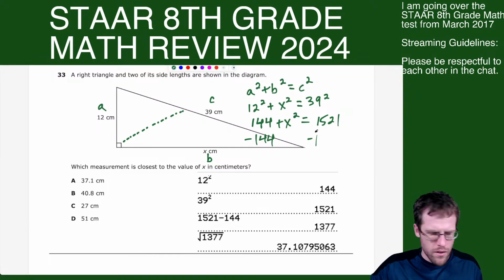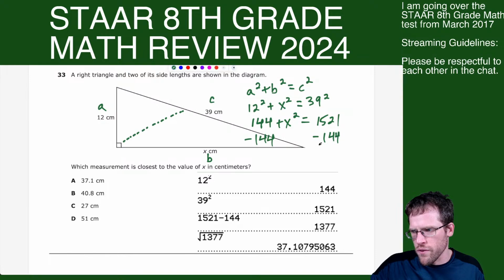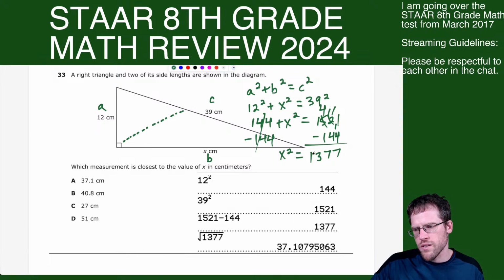I subtracted. If this were elementary school, I would do minus 144 and actually do the place value. I mean, why not review that old stuff? 1 minus 4 I can't do, so I borrow. I make this an 11. 11 minus 4 is 7. I borrow from the 5 to make a 4. 11 minus 4 is 7. 4 minus 1 is 3. And that's where 1377 comes from.